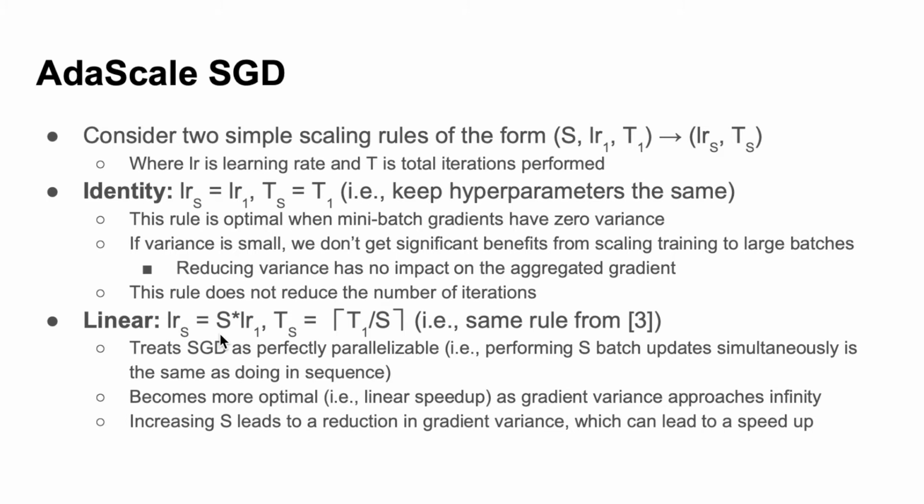So this rule, as argued by the authors, becomes more optimal as our gradient variance approaches infinity. So if we have a really high gradient variance, this rule becomes more optimal. And this is basically because we get the benefit, as we scale up our mini batch size, of reducing the variance of our mini batch. By doing that, we can then increase our learning rate because we will have lower variance within our gradient, which will then allow us to take larger steps towards the optimal position and converge in fewer iterations.